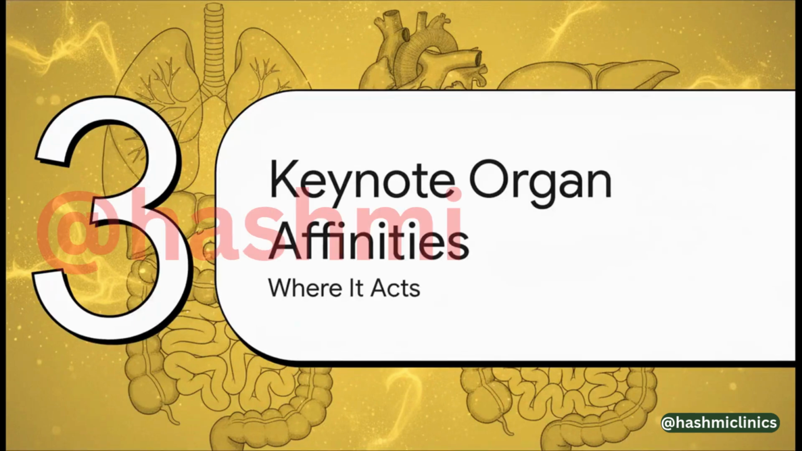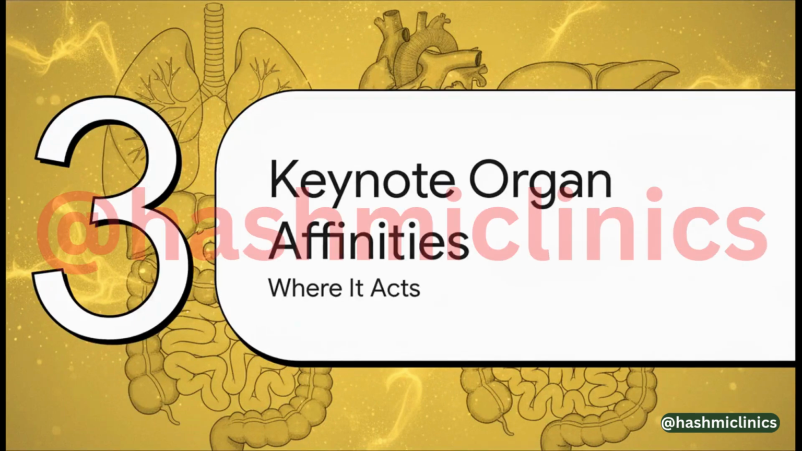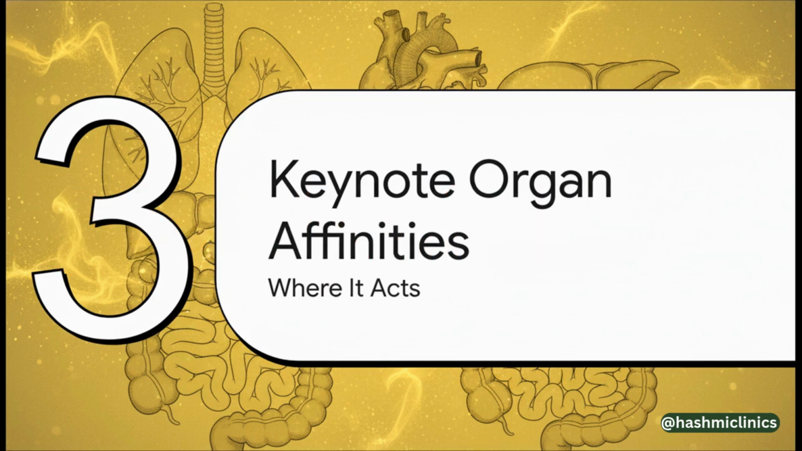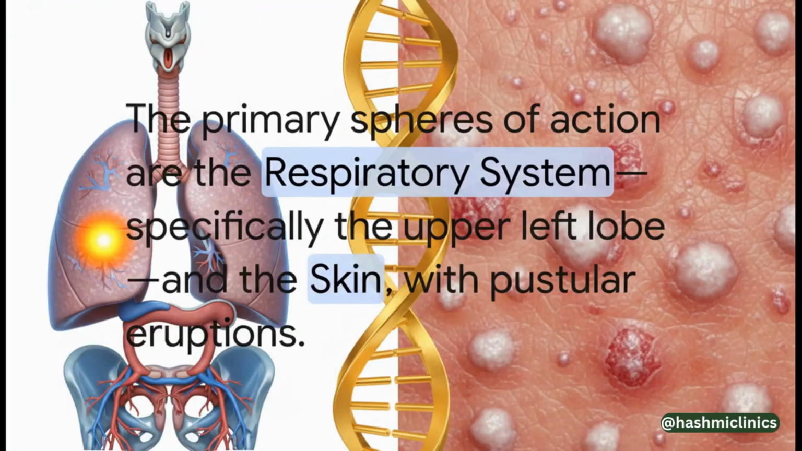Okay, now let's explore the specific systems where this remedy really has its most powerful and characteristic action. Where does it love to work? And it's no surprise here. The primary spheres of action are unequivocally the lungs, and very specifically the upper left lobe, and the skin, where it shows up as those characteristic pustular eruptions. This twin affinity is the absolute central axis of the remedy picture.